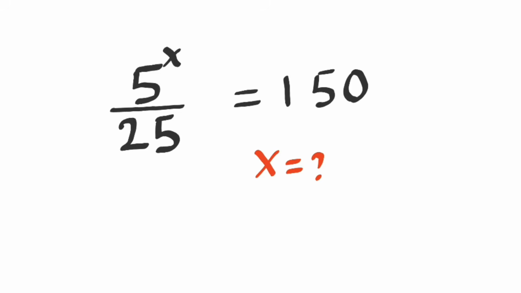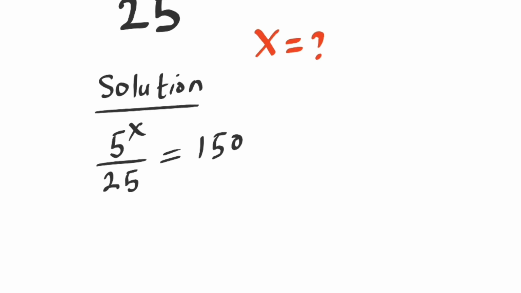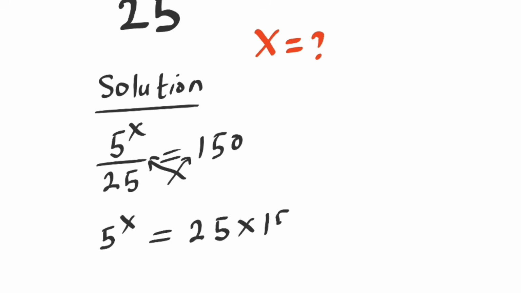In this video, let us solve for x given 5 raised to power x over 25 is equal to 150. Then we have the given equation 5 raised to power x over 25 is equal to 150. Let us cross multiply. 5 raised to power x is equal to 25 multiplied by 150.